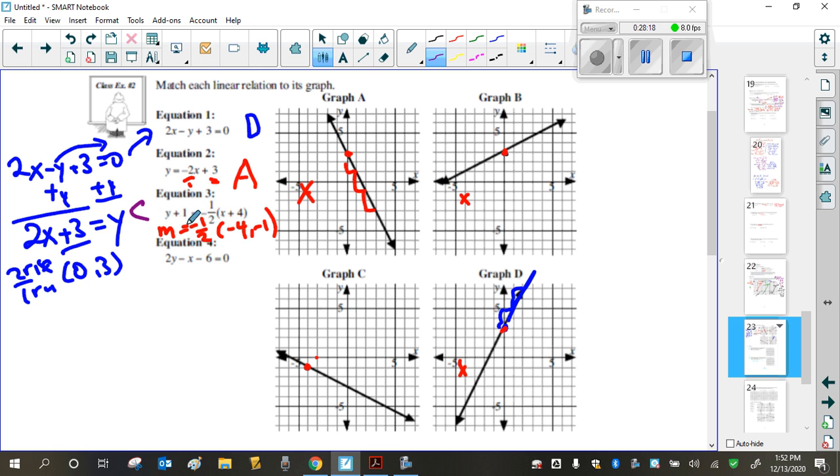However, I still want to check the slope out. So 1 down, 2 to the right, 1 down, 2 to the right. So yes, it is confirmed.